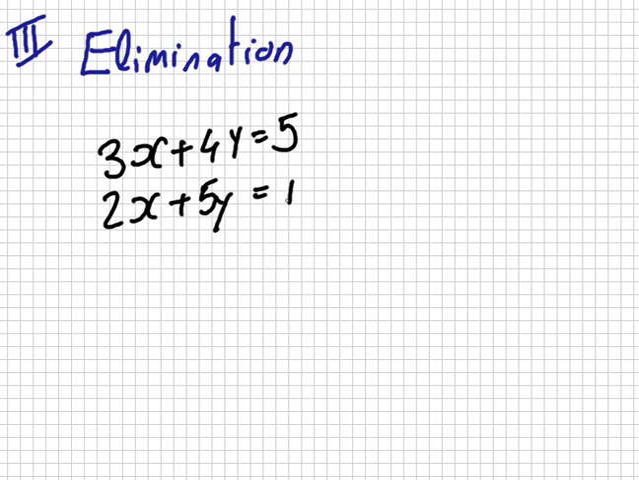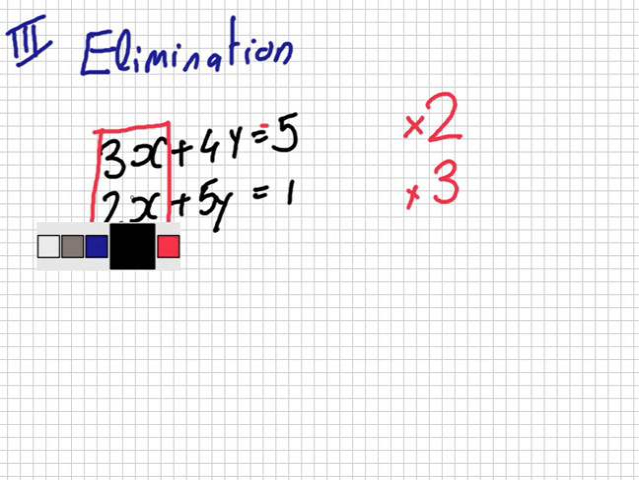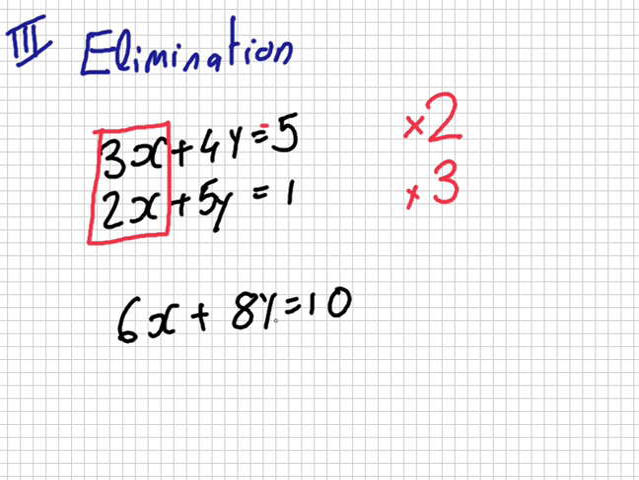So I'm sure everybody has seen this because it's the method that everybody really uses at school. So what you do is you try and make the x's here the same. So that means you should multiply this by 2 and this one by 3. Because if you multiply this by 2, you'll get a 6x. And if you multiply this by 3, you'll get a 6x. So if I do that, I'll get 6x plus 8y equals 10. And 6x plus 15y equals 3.